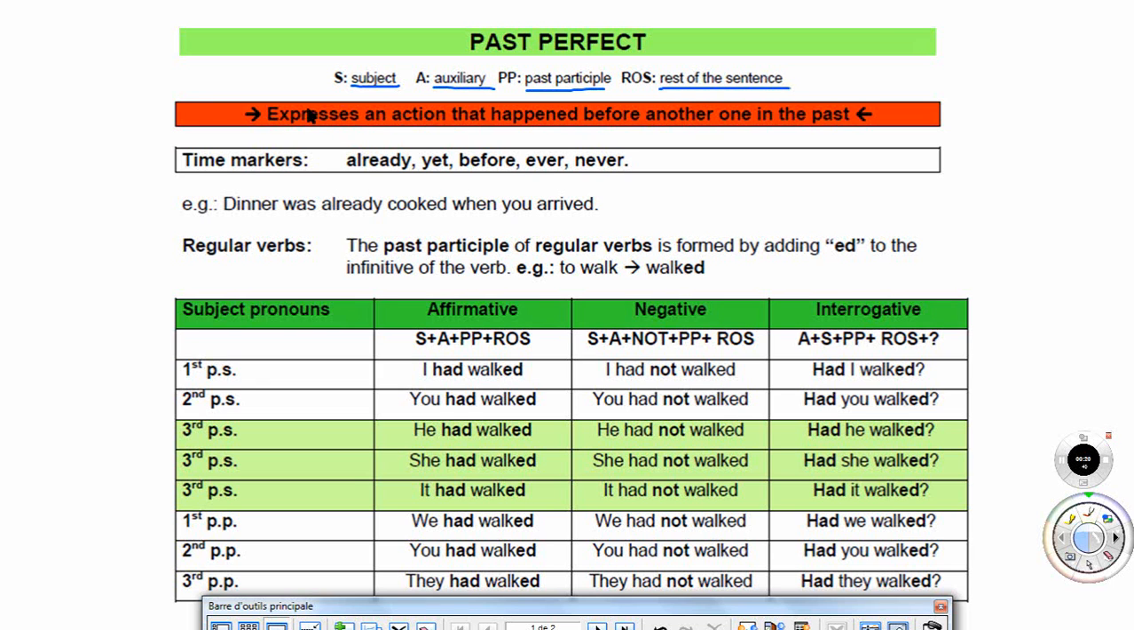The past perfect expresses an action that happened before another one in the past. The time markers for the past perfect are already, yet, before, ever, and never.